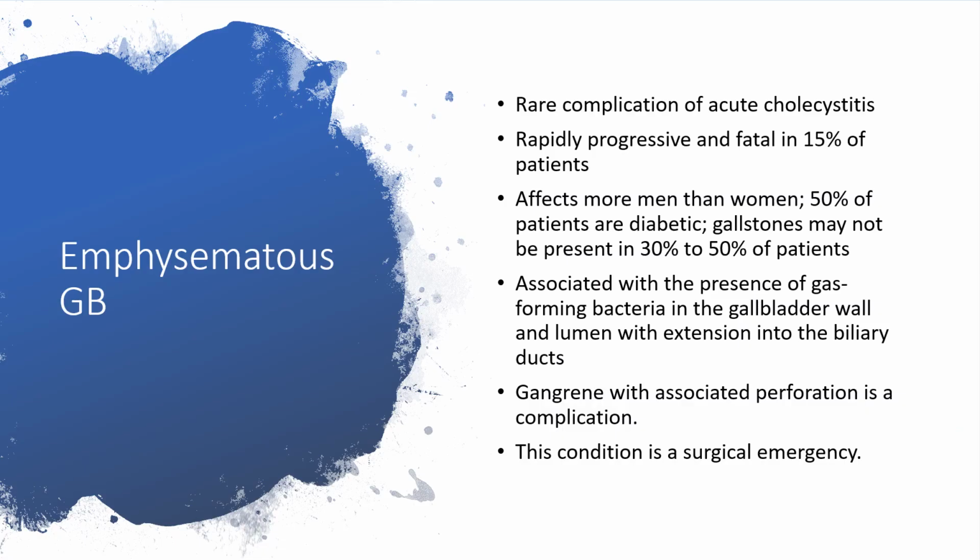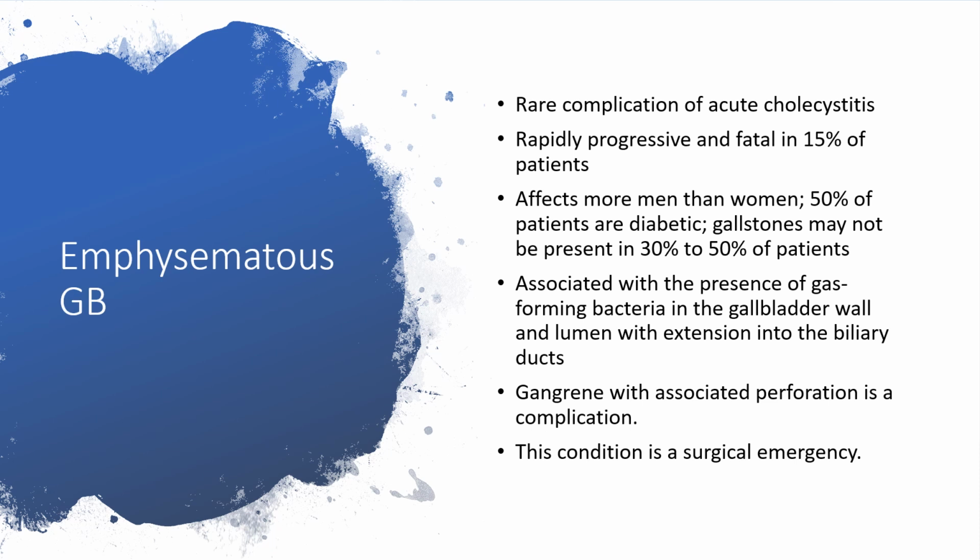So emphysematous gallbladder is a rare complication of acute cholecystitis. It's rapidly progressive and it's fatal in about 15% of patients. It's going to affect more men than women, and about half the patients are going to be diabetic. Gallstones are also not present in 30 to 50% of the patients, meaning we can see acalculous cholecystitis progress to emphysematous gallbladder. It's associated with gas-forming bacteria in the gallbladder wall and the lumen with extension into the biliary ducts.